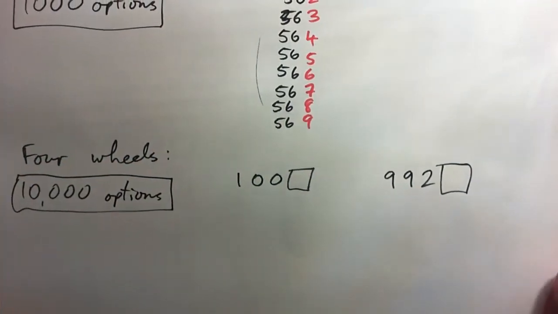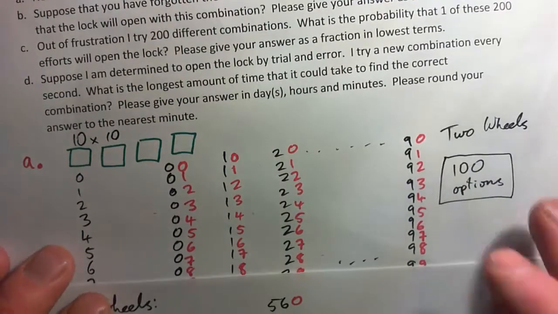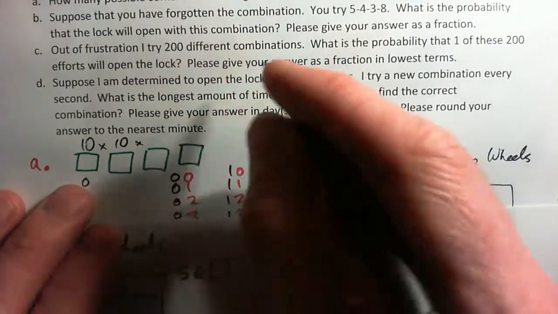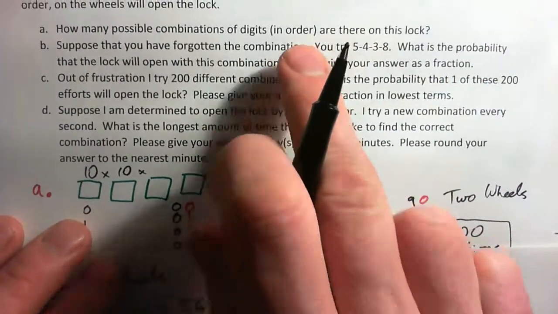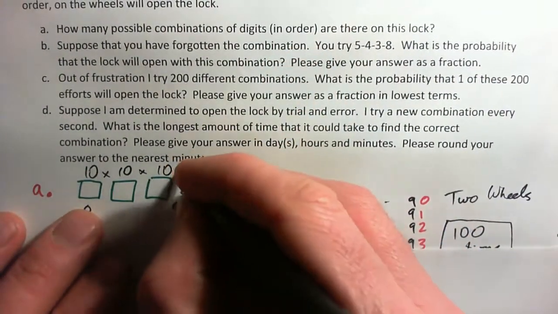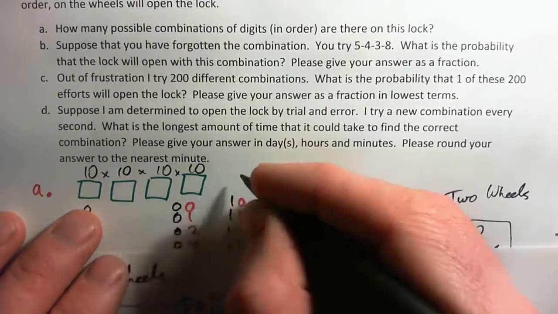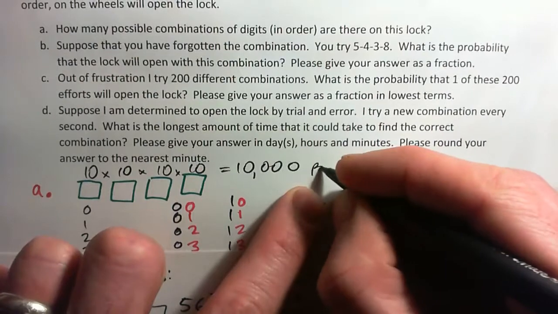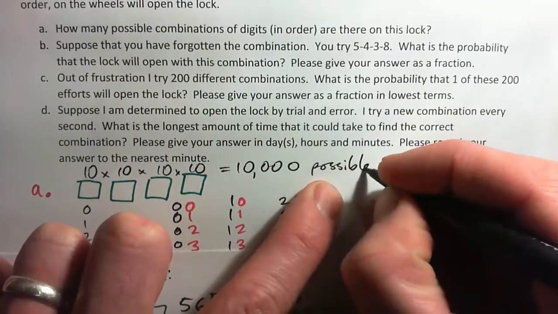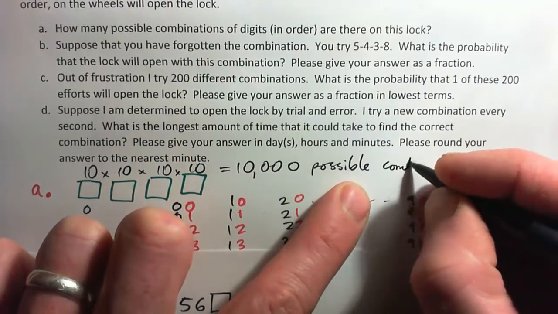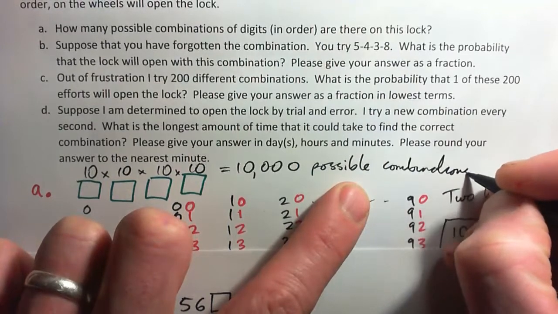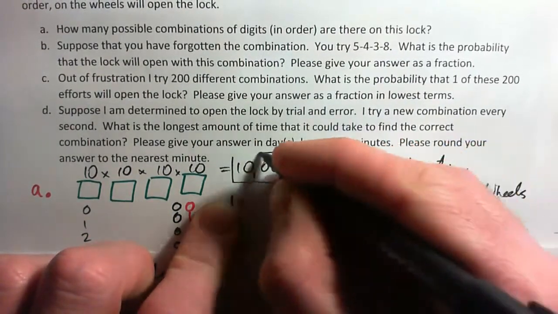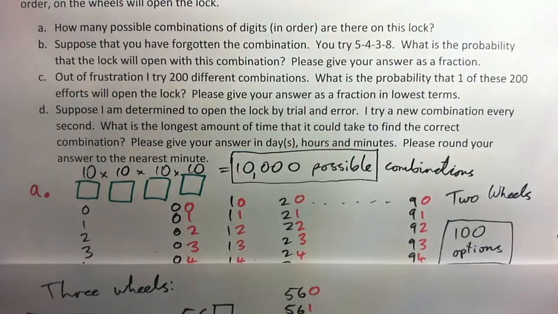So 10,000 options. Okay, so the answer to part A, how many possible combinations of digits in order are there on this lock with four wheels? 10 times 10 times 10 times 10, 10,000 possible combinations in order. Okay, 10,000 possible combinations in order, right? Now, part B.